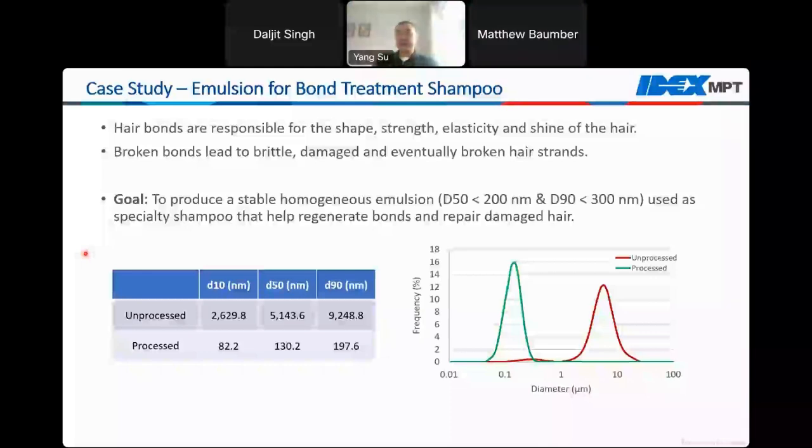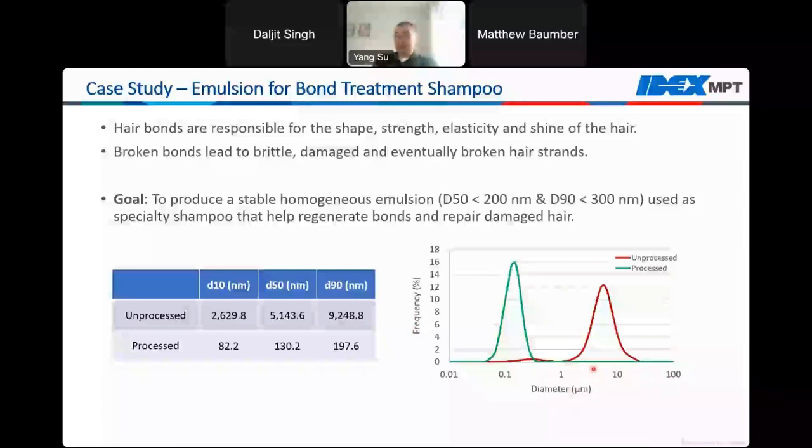You need to achieve a certain desired particle size. In this case, we want to produce a stable, homogeneous emulsion with a D50 particle size less than 200 nanometers. If you're not familiar, D50 is a term used in particle size analysis representing that 50% of the population or the droplets are less than a certain size. In this case, it's 200 nanometers. And D90 with a similar analogy is 90% of the droplets less than 300 nanometers. And again, you can see the results shown both in this table here and the distribution curve here.